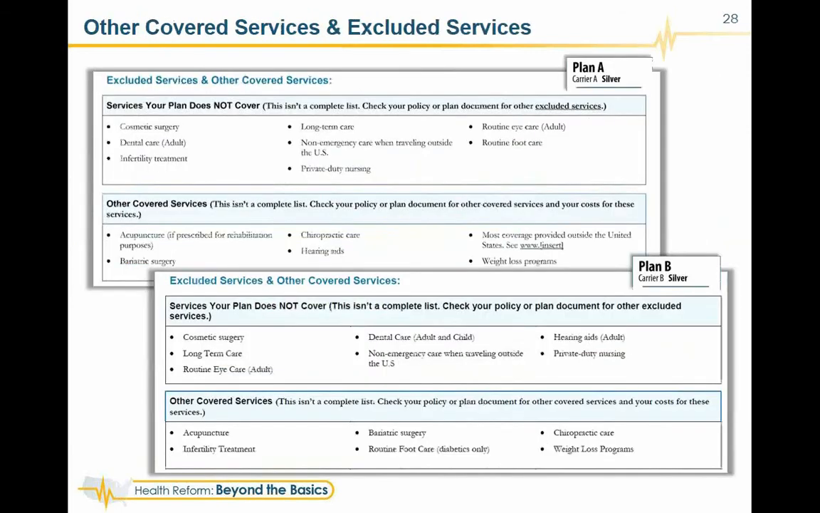As I mentioned before, plans can offer additional benefits that are not required by the ACA. They can include things like acupuncture, infertility treatment, adult dental benefits, and even coverage of services outside the US. Each plan is going to be really different, so it's just another thing to consider when evaluating a plan.